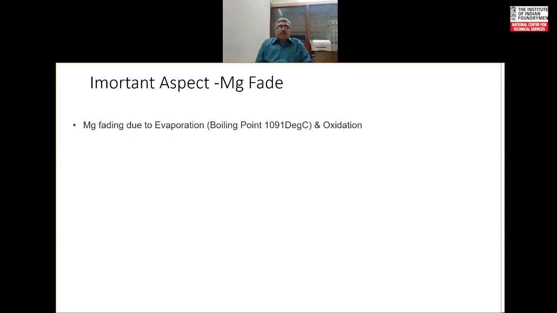Now let me come to the important aspect of magnesium fade, because it is not enough to put the magnesium inside, we have to see what happens next. Magnesium fading means the magnesium which has been picked up and dissolved in the metal doesn't remain there. Magnesium vaporizes. It has a boiling point of 1091 degrees C.